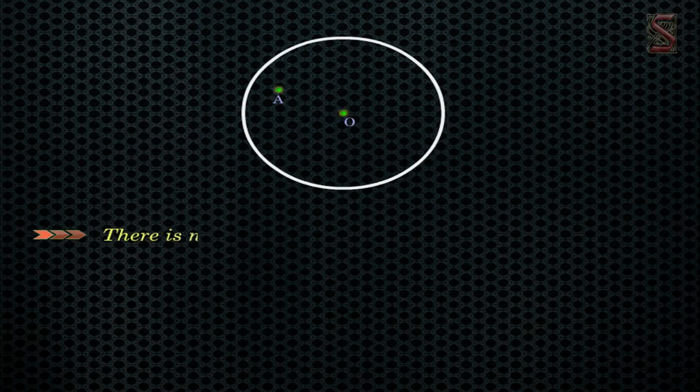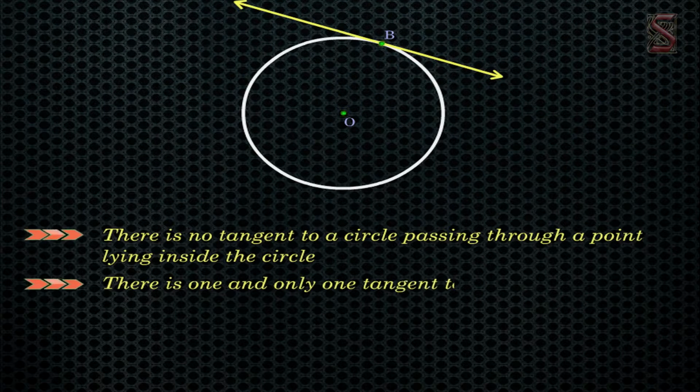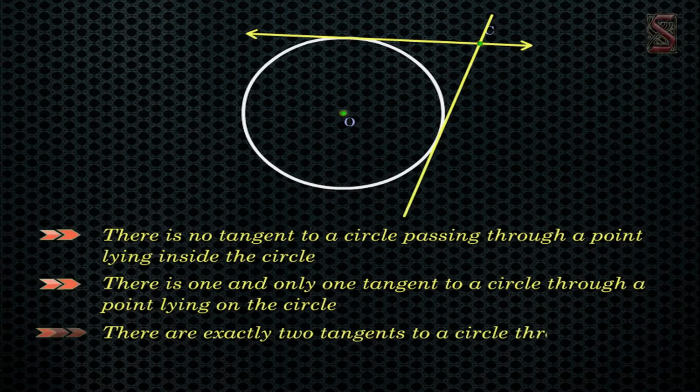Now, let us sum up what we have seen in the activity. There is no tangent to a circle passing through a point lying inside the circle. There is one and only one tangent to a circle through a point lying on the circle. There are exactly two tangents to a circle through a point lying outside the circle.